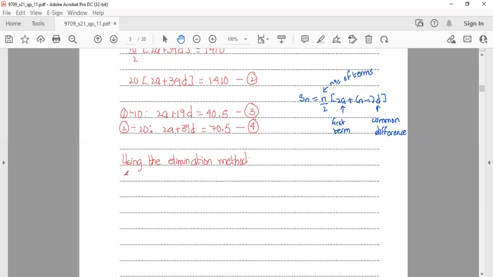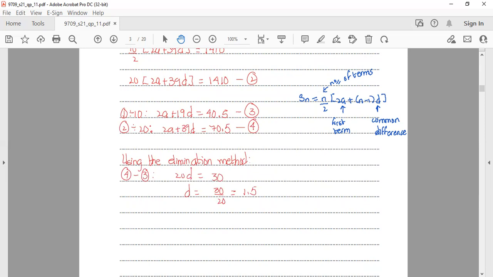So equation number 4 minus equation number 3. Donc, 2a minus 2a is 0. 39d minus 19d is 20d. Et 70.5 retiré 40.5 comme 30. And therefore, d is equal to 30 divided by 20, égale à 1.5.